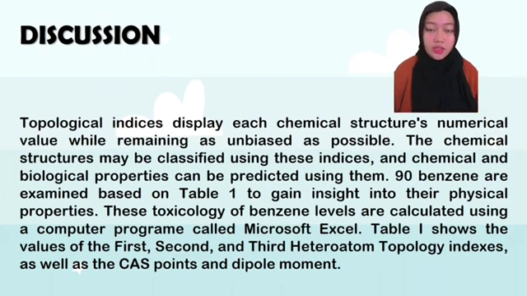So, for discussion 1, topological indices display each chemical structure's numerical value while remaining as unbiased as possible. The chemical structures may be classified using these indices, and chemical and biological properties can be predicted using them. 90 benzene are examined based on table 1 to gain insight into their physical properties. This toxicology of benzene levels are calculated using a computer program called Microsoft Excel. Table 1 shows the values of the first, second, and third heteroatom topology indexes as well as the charge point and dipole moment.